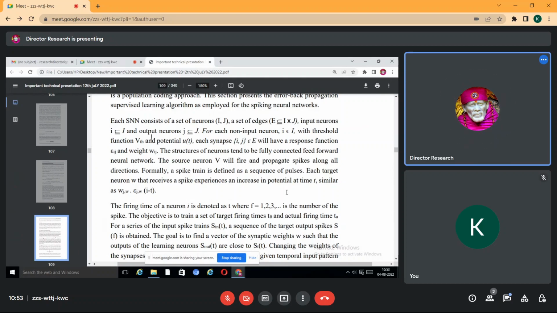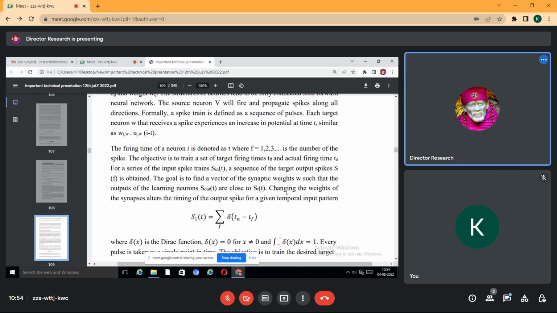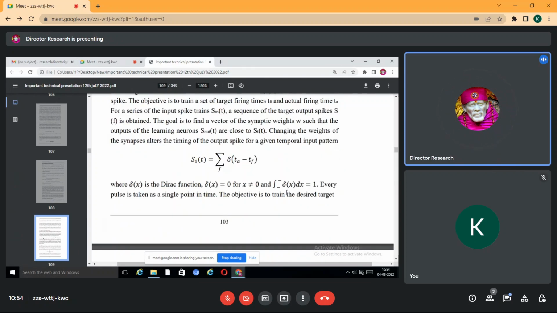Formally, a spike train is defined as a sequence of pulses. The firing time of a neuron is denoted as t^f, where f is equal to 1, 2, 3. Just observe that equation. The Dirac function delta of x is equal to 0 for x not equal to 0. For integration, it is from minus infinity to infinity delta of x dx equal to 1.